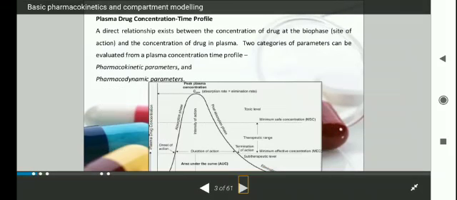Here we have the ADME phases, that is absorption, distribution, metabolism, and post absorption phases. Here you can see the peak plasma concentration, nothing but Cmax, Tmax, AUC, maximum safe concentration, minimum effective concentration, toxic levels, therapeutic levels, subtherapeutic levels, and onset of action.